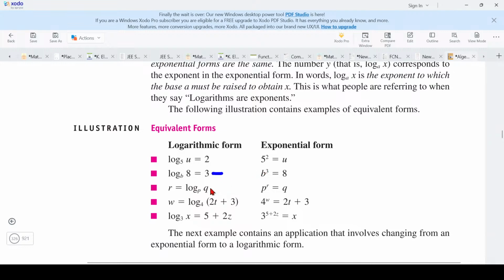Yes, sir. What about this one? p power r equals q. Agree? Yes, sir. What about this one?